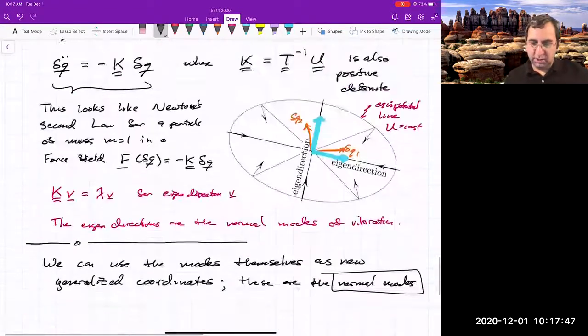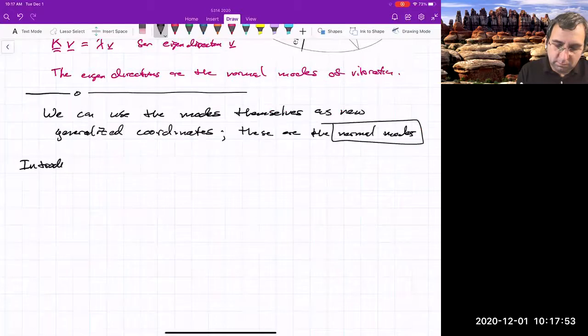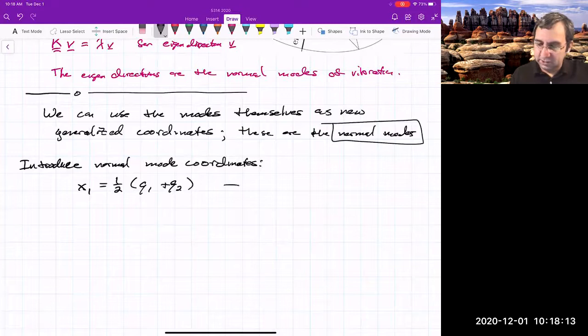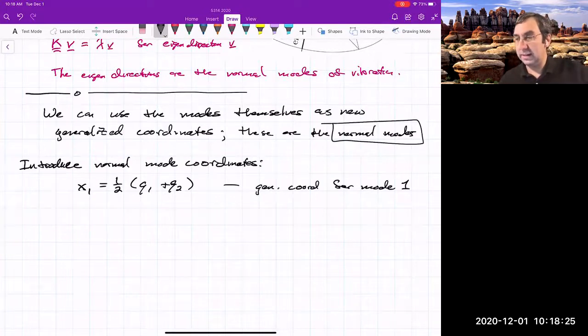So we can introduce coordinates. We're going to introduce normal mode coordinates, generalized coordinates. So we'll call it x1. x1 is 1/2 (q1 plus q2). This is the generalized coordinate for mode 1. And there's a systematic way to do this for any degrees of freedom. I'm just kind of introducing it, all right?